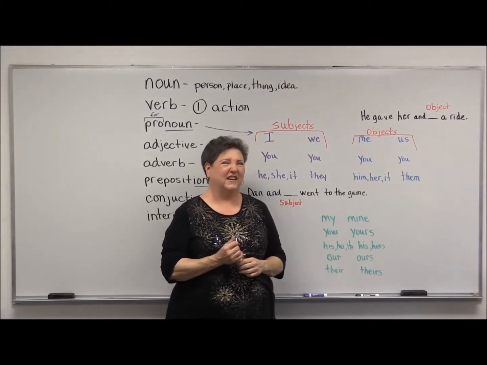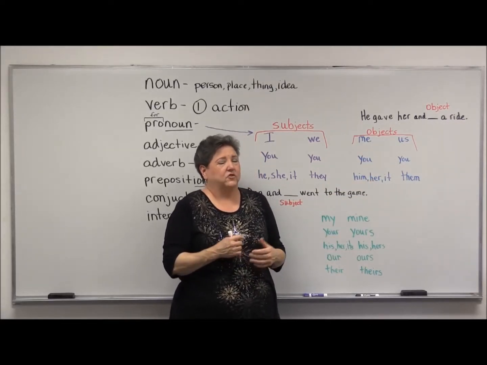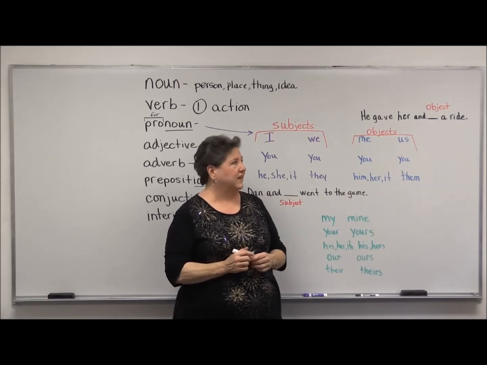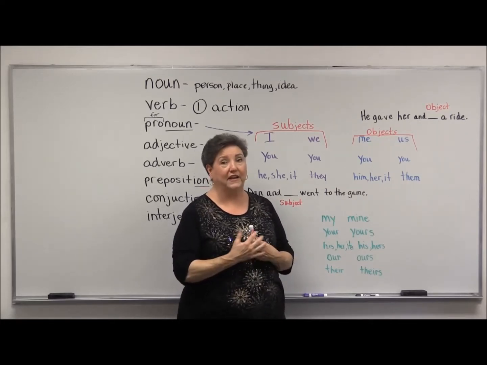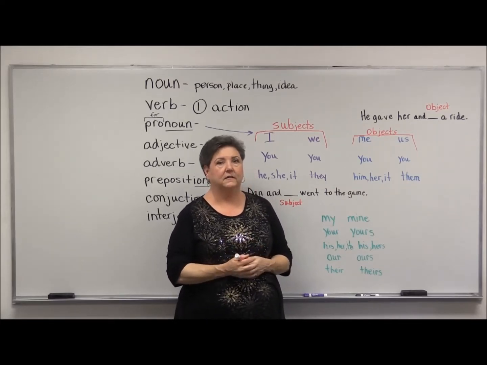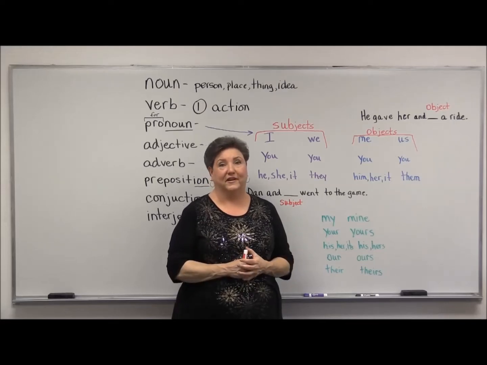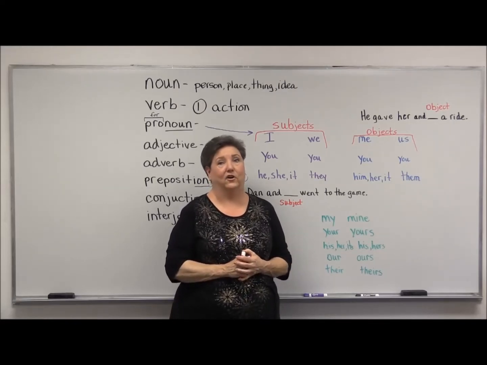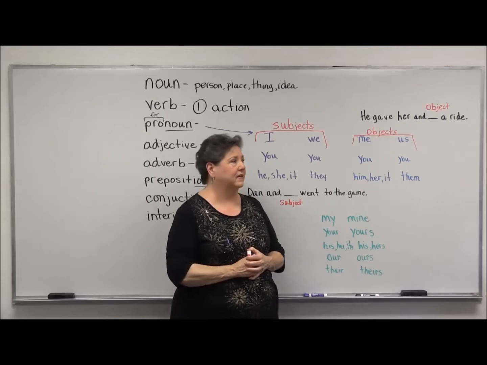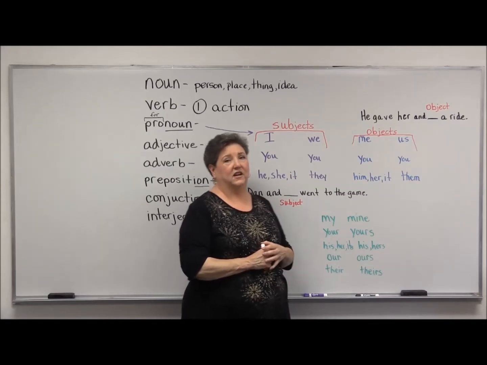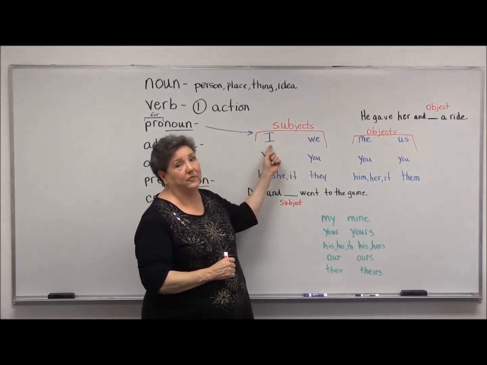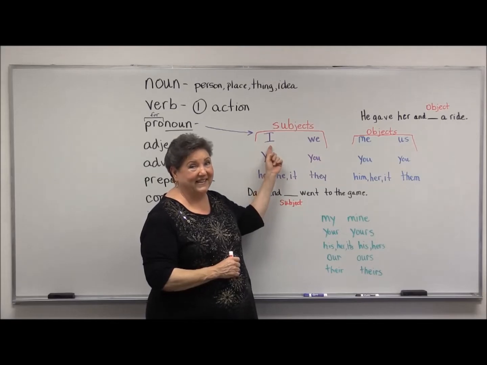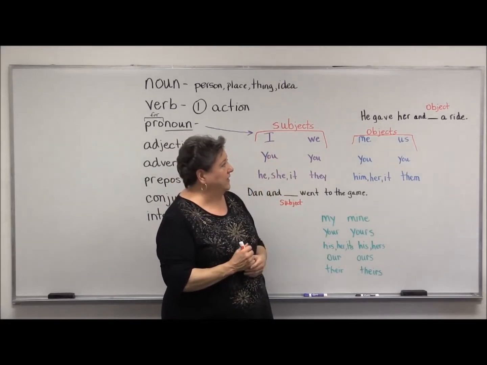You know the mistake that English speakers usually say, because they're trying to sound proper? They'll say, he gave her and I a ride. That's wrong. And everybody thinks it's right, and it's wrong. Why? Because it's an object. And if it's an object, it cannot come from this list. Got it? So what can we put in that blank?